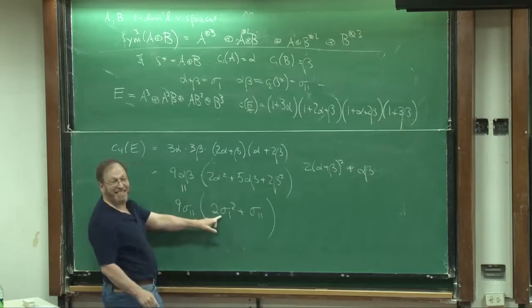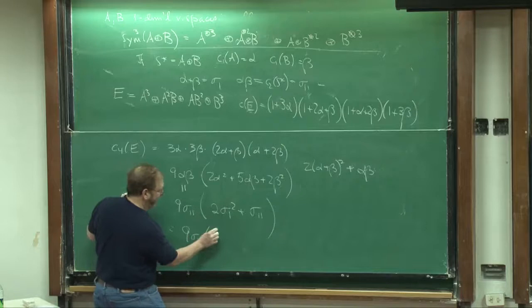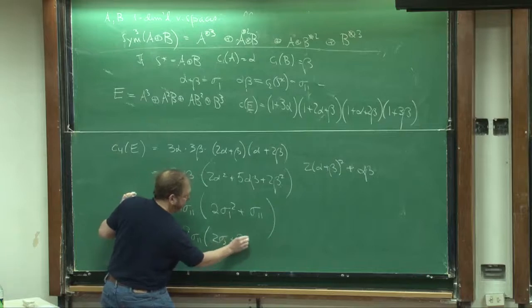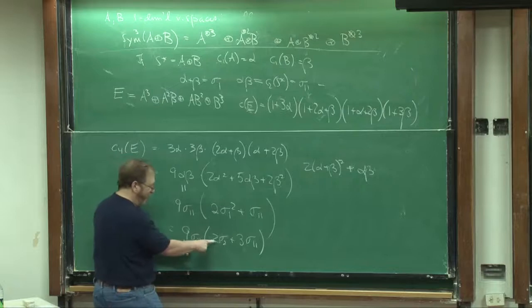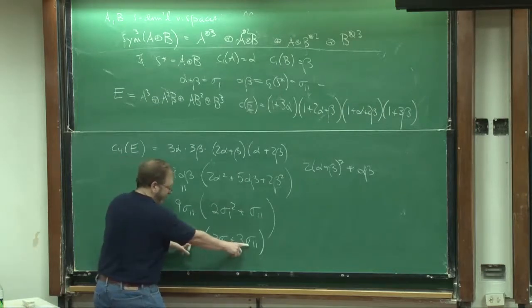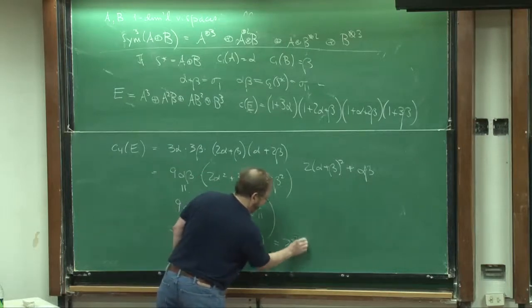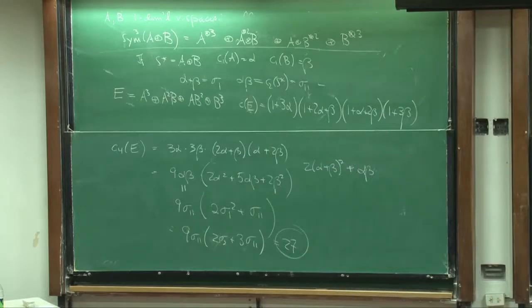We know how to multiply this out. We did that yesterday. That's 9 sigma 1,1 times, let me write it this way, 2 sigma 2 plus 3 sigma 1,1. When I take the product here, I get 0. And when I take the product here, sigma 1,1 squared is 1, I get 27. Wow. And that's the answer.